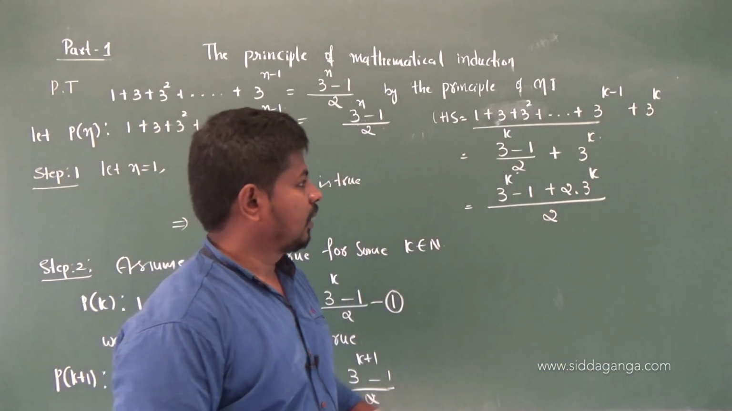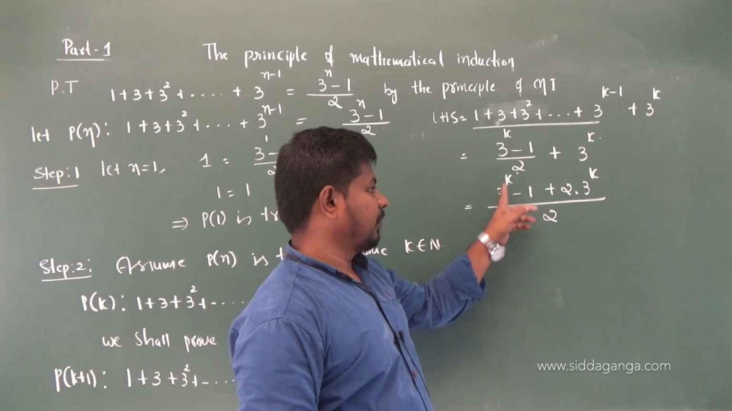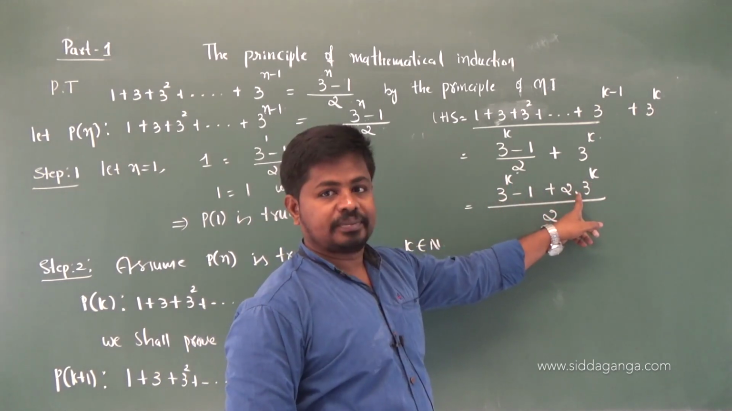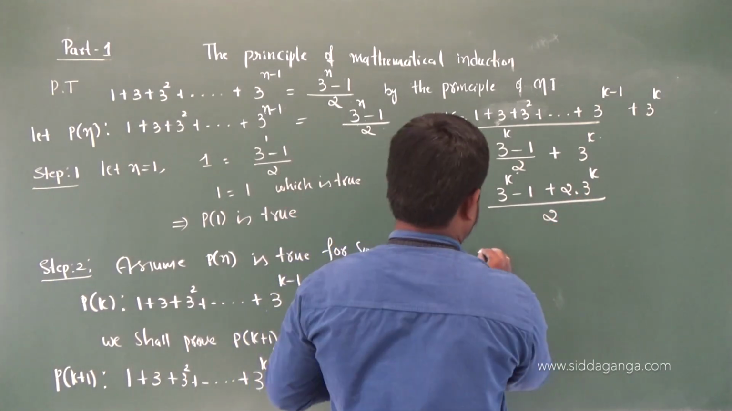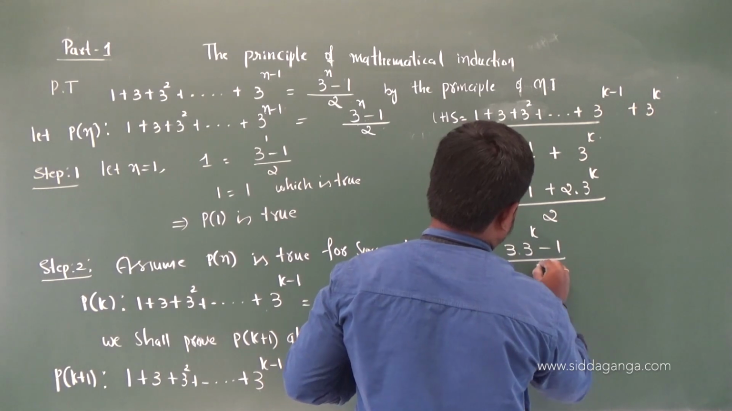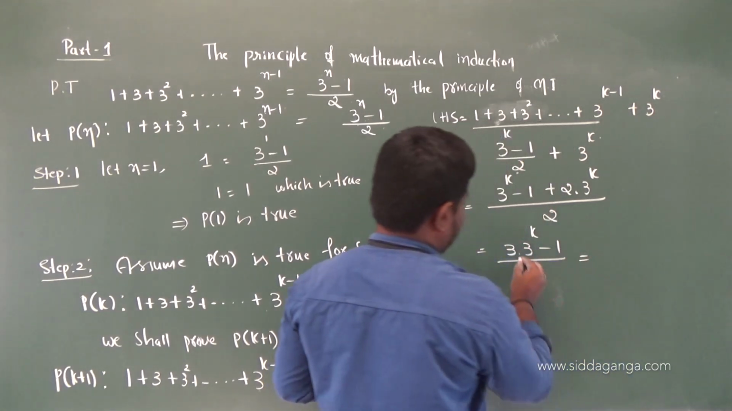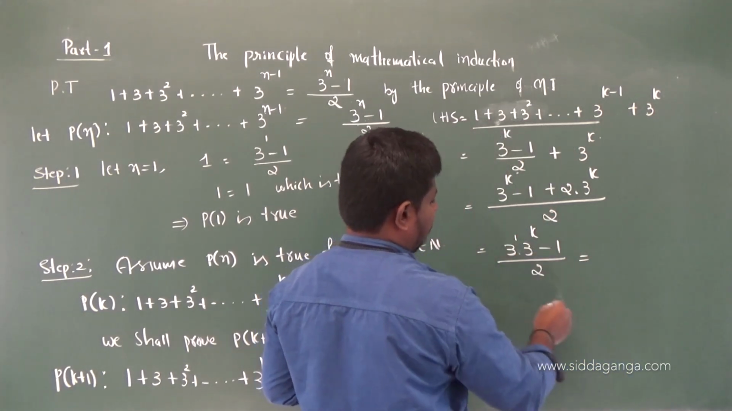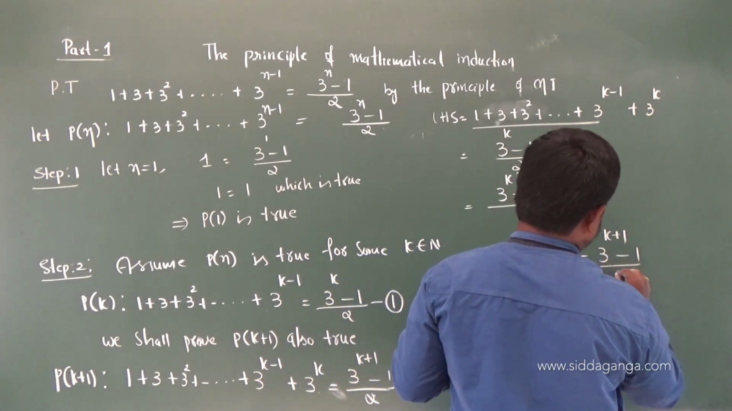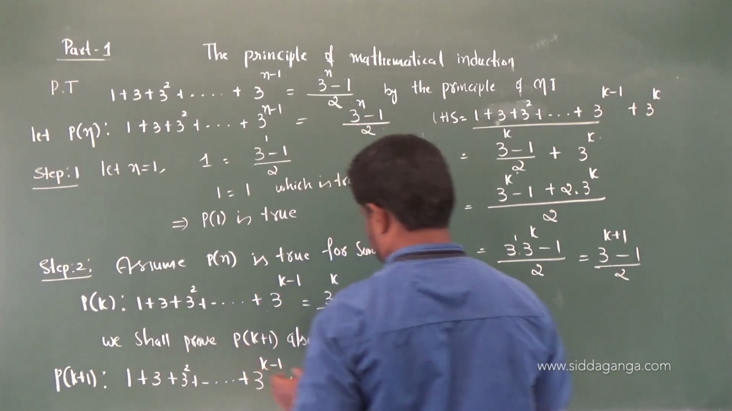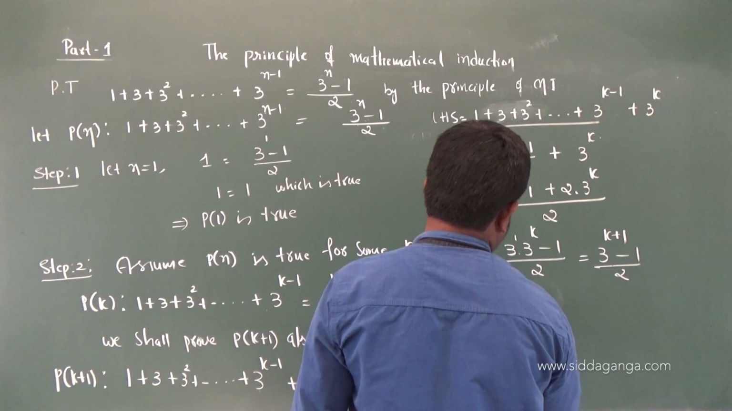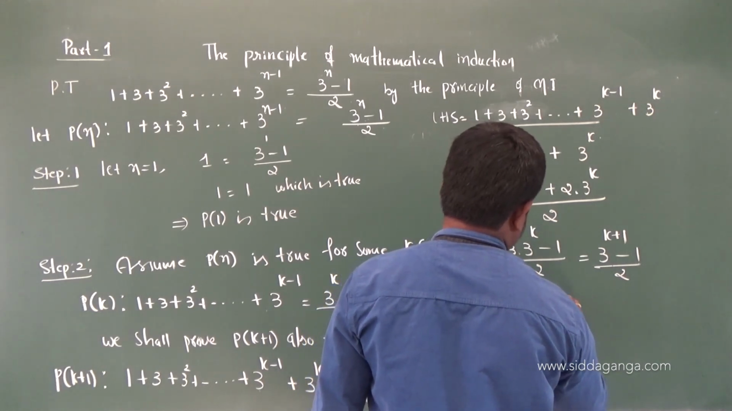Okay. Now here we have 1 times of 3 power of k plus 2 times of 3 power of k. It is like 1x plus 2x. What do you get? 3x. You mean 3 into 3 power of k minus 1 by 2. You get what? 3 power of 1 into 3 power of k. You get 3 power of k plus 1 minus 1 by 2. So that's what RHS. Okay. This implies P of k plus 1 also true.